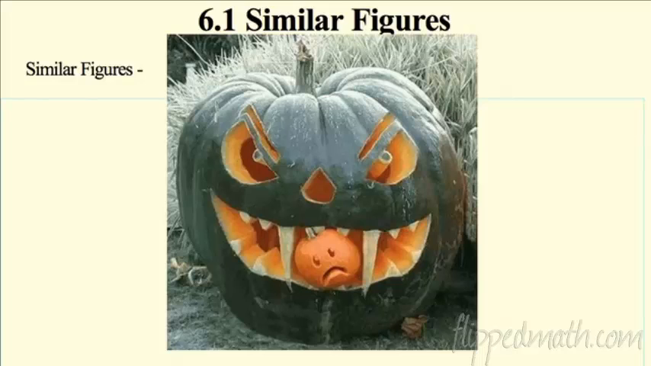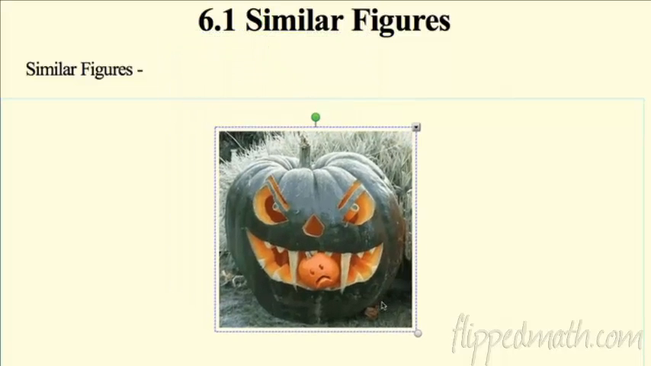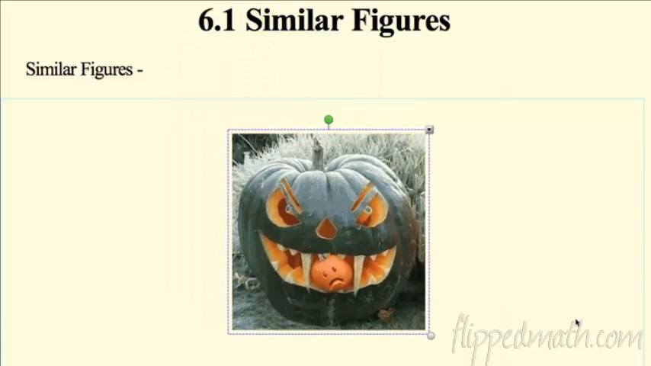Here we go. Let's take a look at 6.1, a new chapter. We're going to talk about similar figures to get things going. I've got a little Halloween shout out. I know it's past Halloween, unless you were crazy far ahead of pace or something. So I've got these two pumpkins, a pumpkin and a pumpkin. Why do I have that going on?